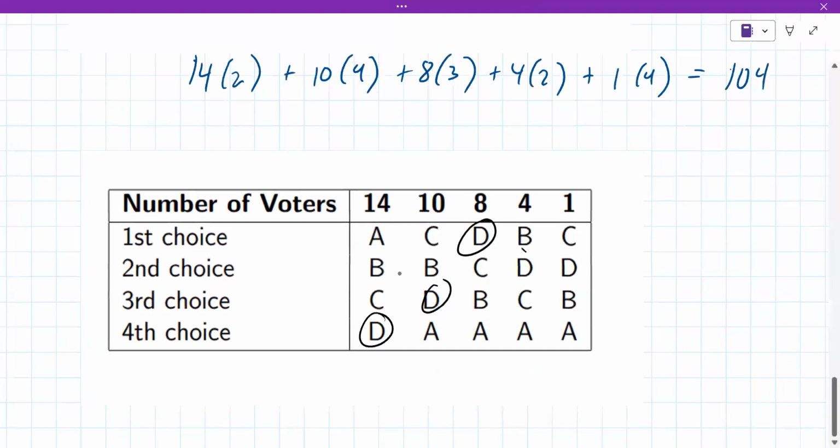Okay, could you give that a try, please? Let me label these as well. 1, 2, 3, and 4.